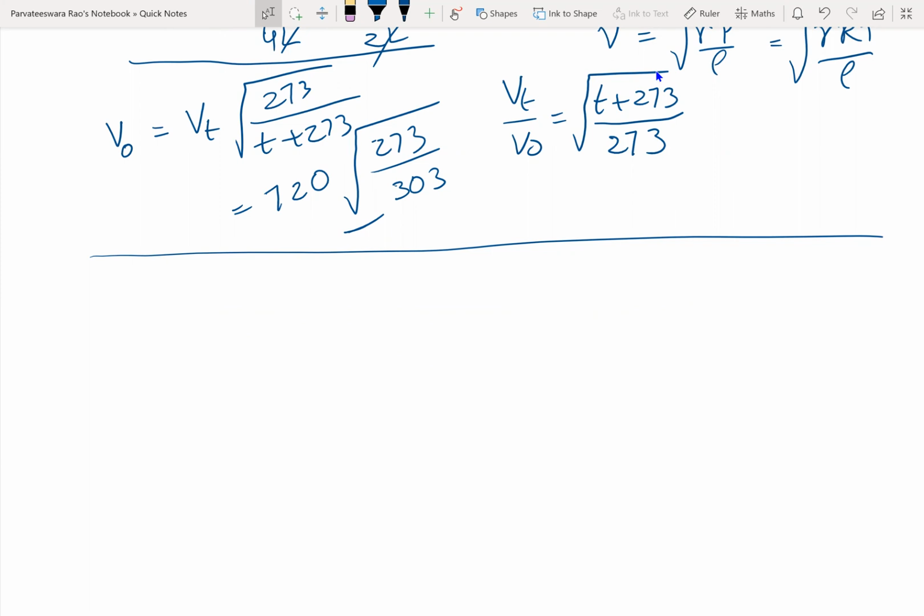Two sound waves of wavelengths 9 meters and 10 meters produce 34 beats in 9 seconds. Find the velocity of the sound.